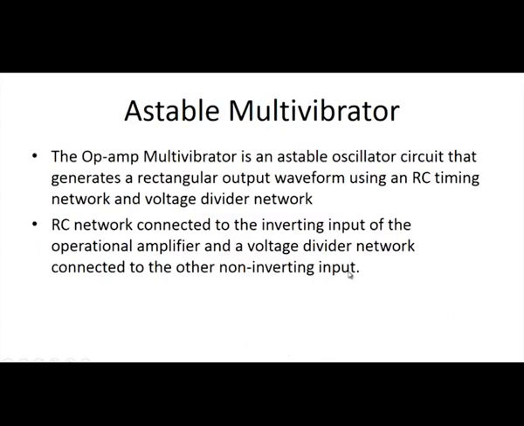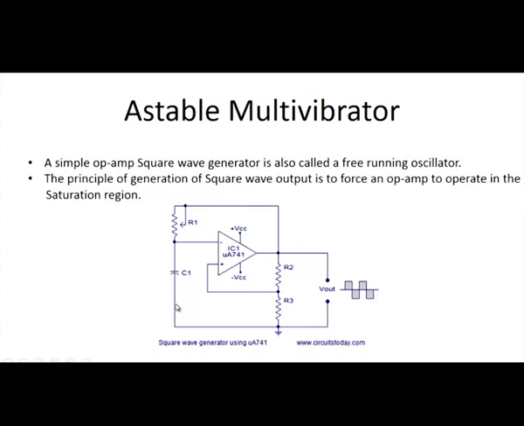The next topic is astable multivibrator using operational amplifier. It is a free running oscillator, and the circuit generates a rectangular output waveform using an RC timing network and voltage divider network. The RC network is connected to the inverting input of the operational amplifier, and the voltage divider network is connected to the non-inverting input terminal of the operational amplifier.